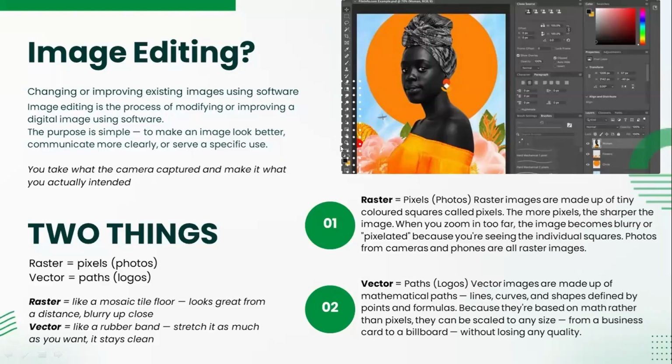And then for a vector, no matter how you enlarge it, it remains the same. It's more or less like a rubber band, so it does not lose quality. That's the difference between vector and raster images. Like I said earlier, raster images are made up of tiny square-like colored structures called pixels, while vector images are made up of mathematical paths, lines, curves, and shapes defined by points and formulas.